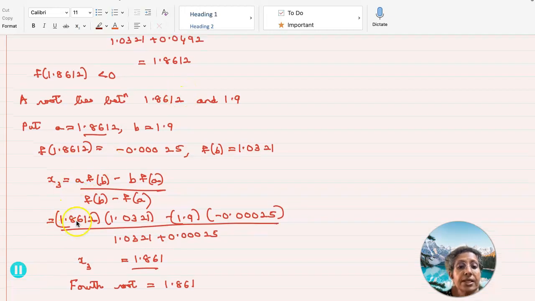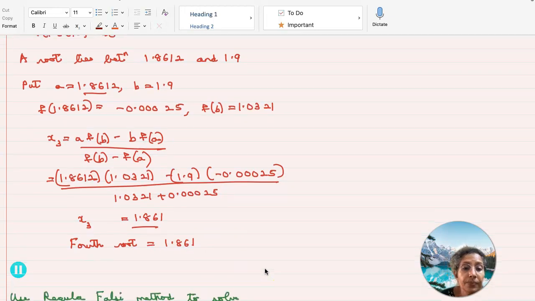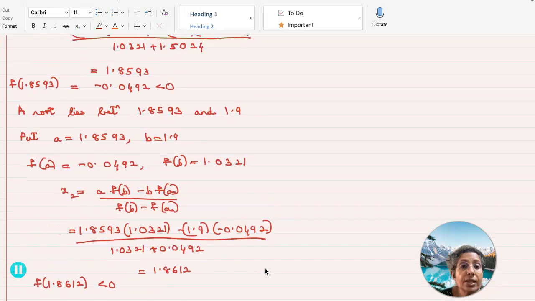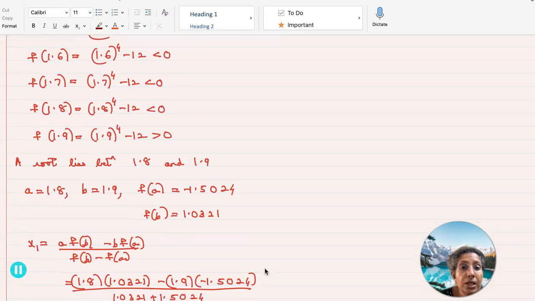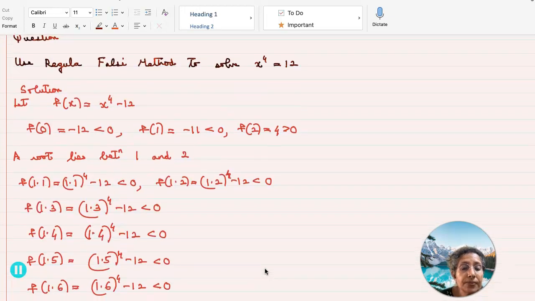So we can say that the answer is 1.861, or the fourth root of 12 is 1.861, because we have to basically calculate x raised to 4 equal to 12. Coming back to the question.